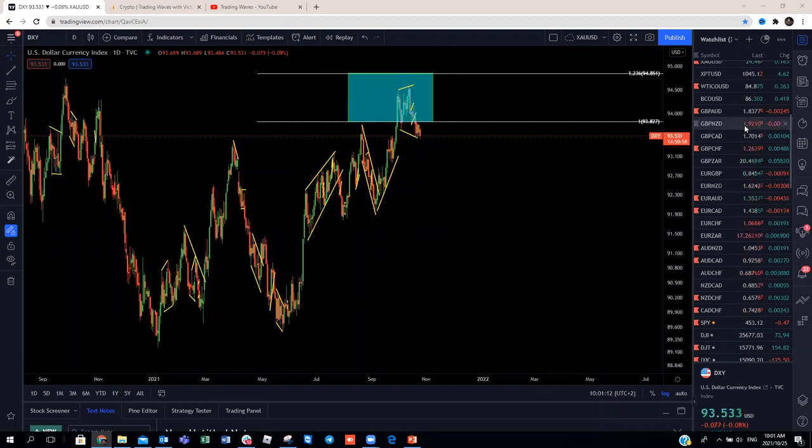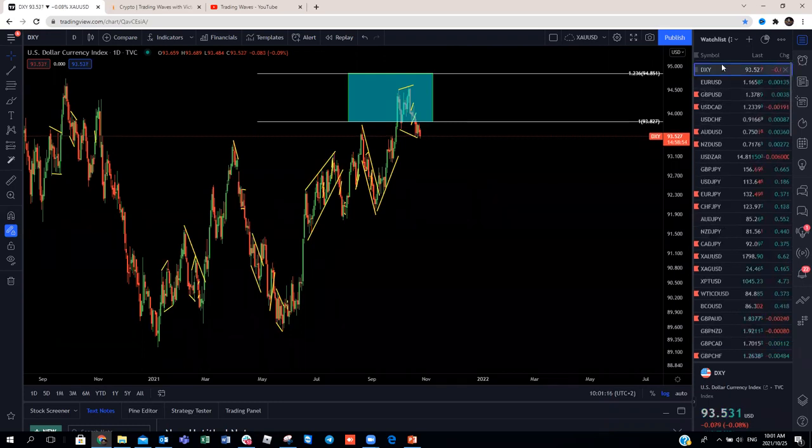Look at the market. How is the market setting up for the week? We're going to start with the US dollar pairs, DXY and the Euro US dollar. Let's have a look. How's that reversal going from the blue box?